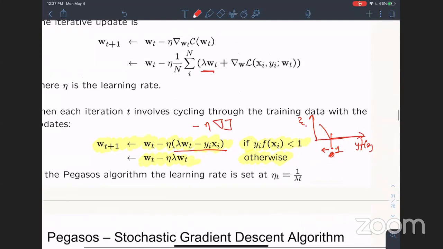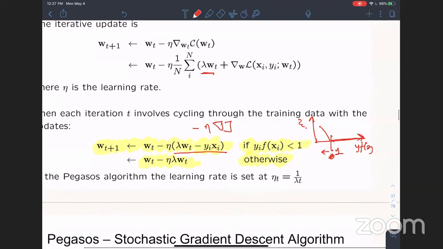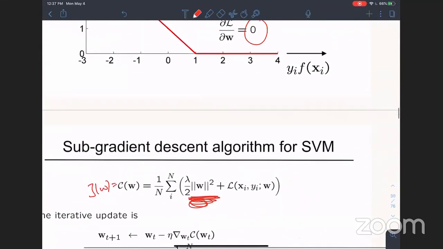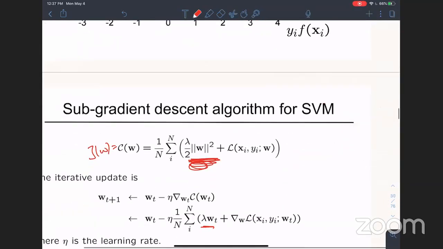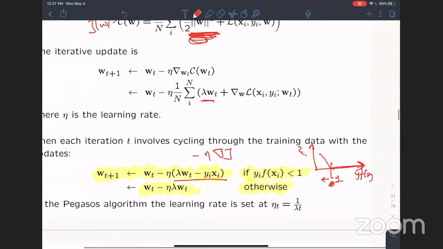But if you are not misclassifying anything, that means you are on the correct side of the points. They are not going to contribute to your update. So in that case, you're not going to remove any term. You're just going to do this update, so it's independent of the data.